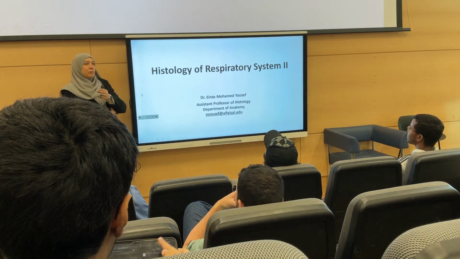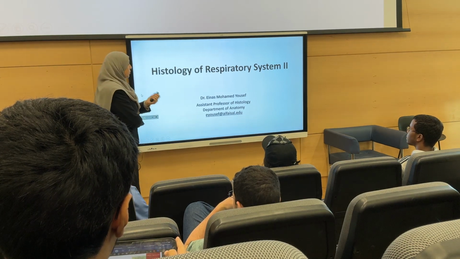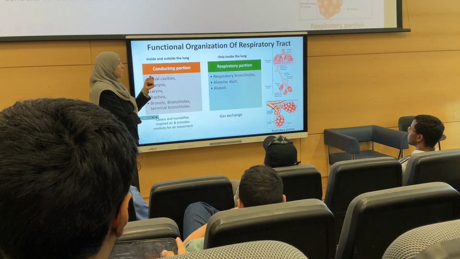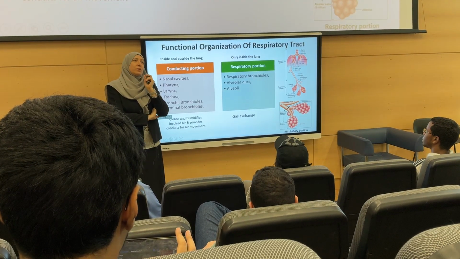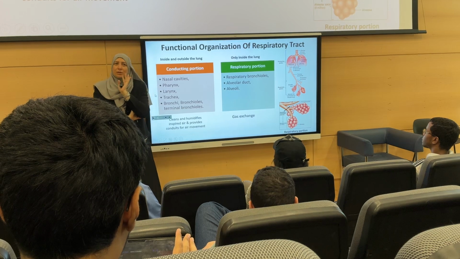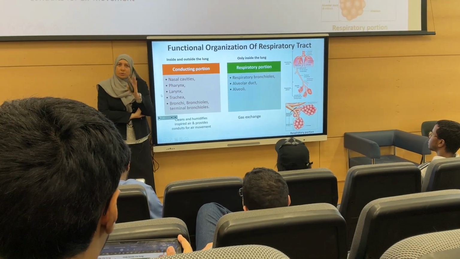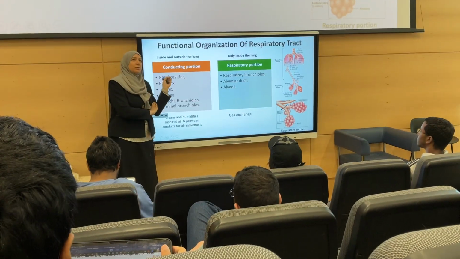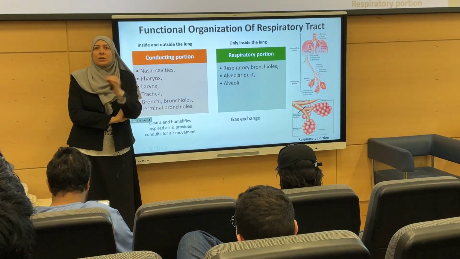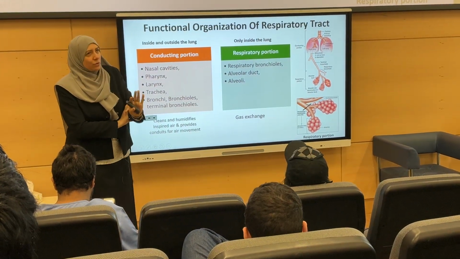So today, inshallah, we will continue with the remaining part of the respiratory system. So let's start by reviewing a little bit the two different parts of the respiratory system. Last week we classified the respiratory system into two parts. Anatomically, upper and lower, but this is not our point. Then we classified according to the function into conducting portion and respiratory portion. And last time we covered most of the conducting portion.